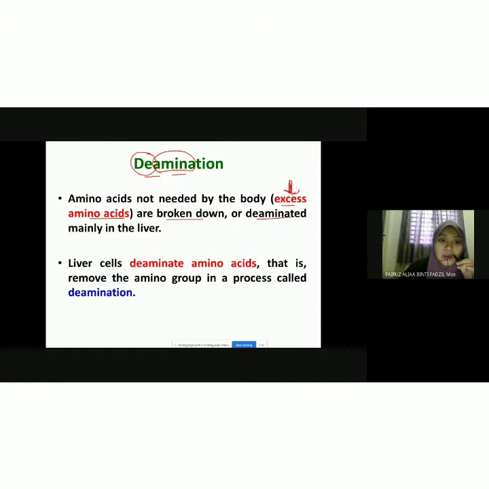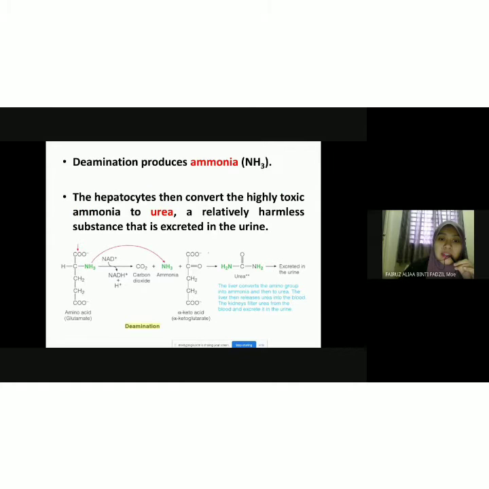Okay, so liver cells or hepatocytes will deaminate the amino acids. That means they will remove the amino group from the amino acids. This is called deamination. In deamination, the byproduct will be ammonia.